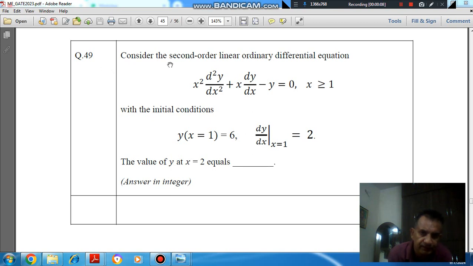Question number 49: consider the second order linear ordinary differential equation x square d square y by dx square plus x dy by dx minus y is equal to 0, x being greater than or equal to 1, with the initial conditions: when x is 1, y is 6, and dy by dx when x is 1 is equal to 2. The value of y at x equal to 2 is dash. Answer in integer.